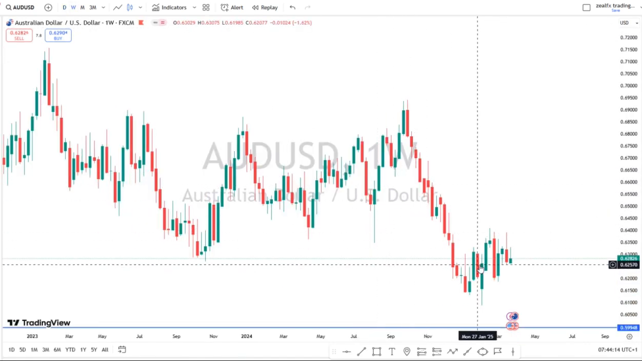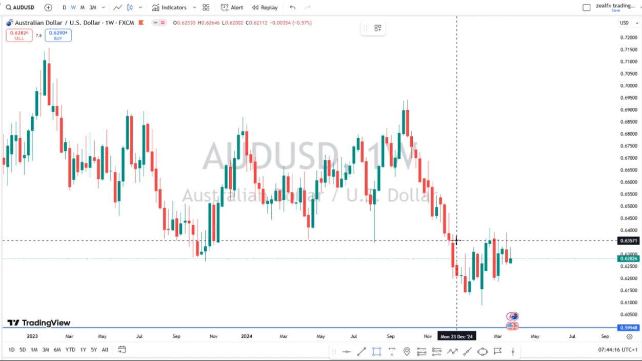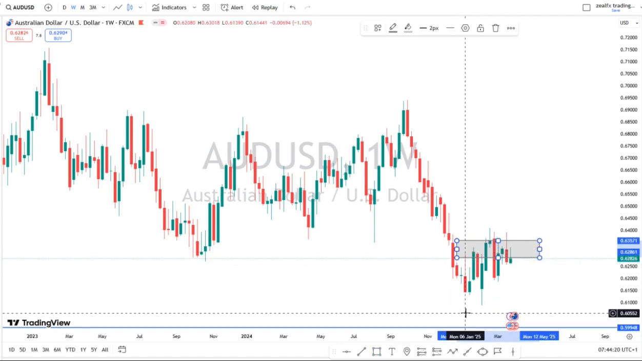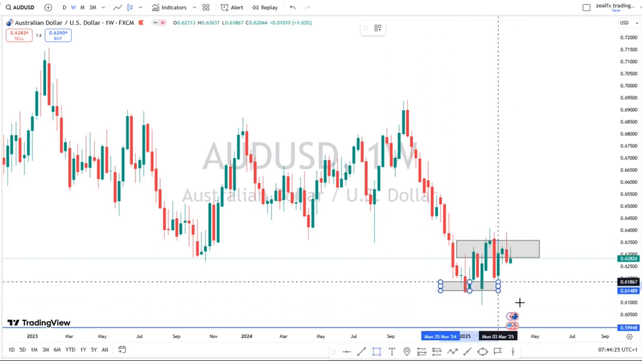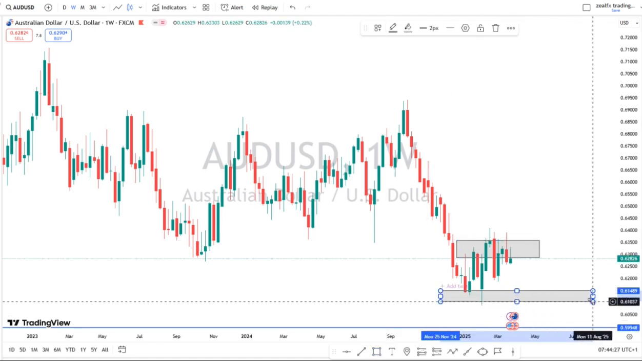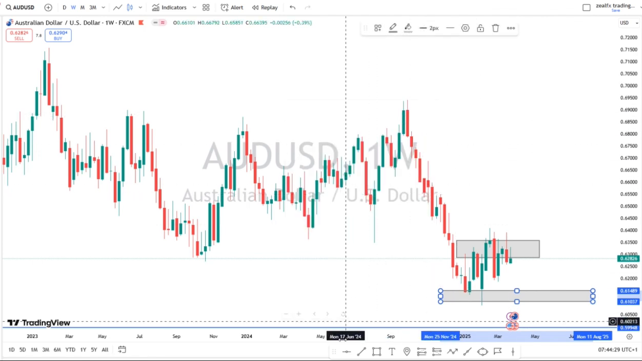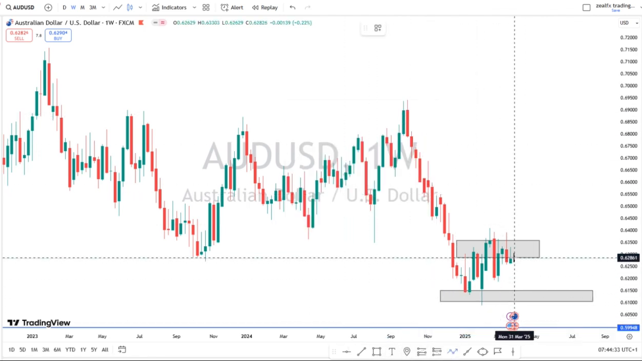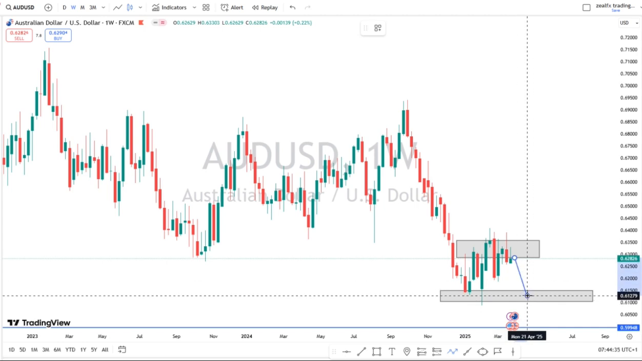On my weekly chart, price closed on the resistance level. So long as price tests this resistance level and fails to close above it, we expect price to drop to this next support level on the Australia USD. So look at your selling opportunity on the Australia USD this week.